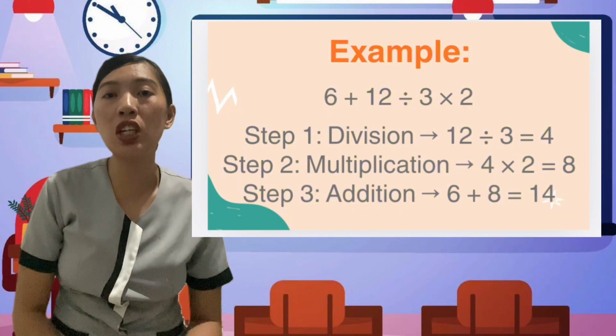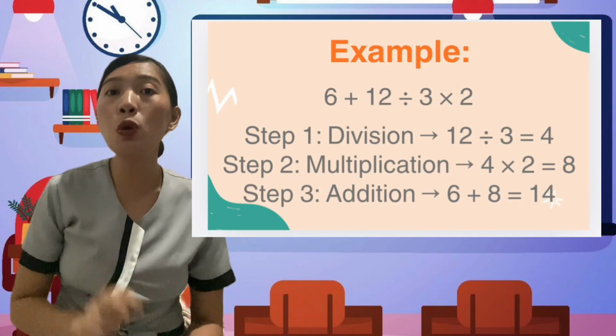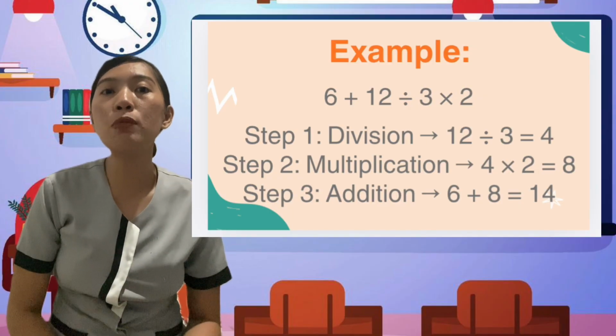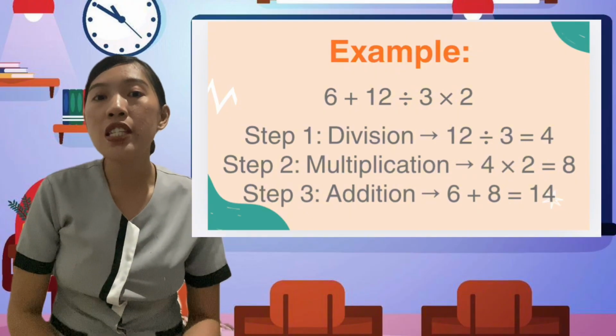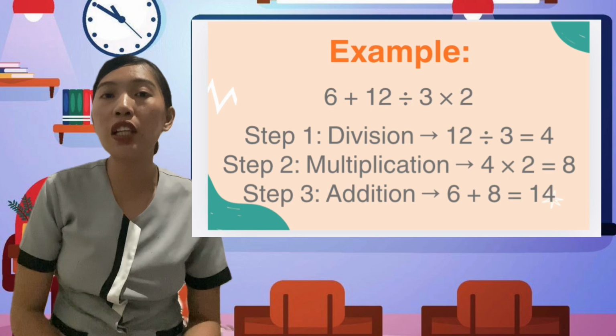Step 1, division. 12 divided by 3 is equal to 4. Step 2, multiplication. 4 times 2 is equal to 8. Step 3, addition. 6 plus 8 is equal to 14. So the final answer is 14.